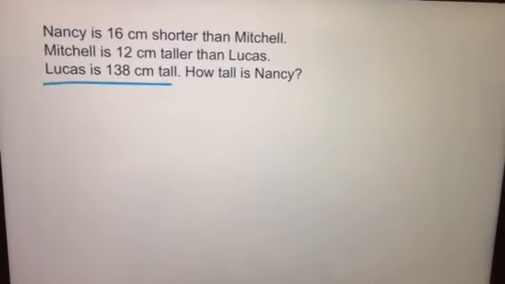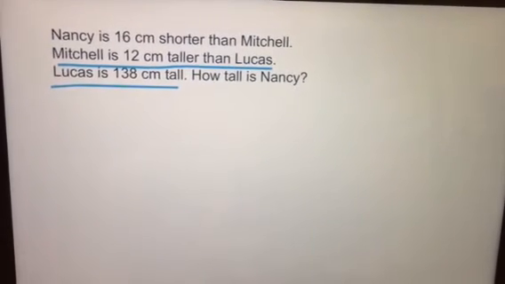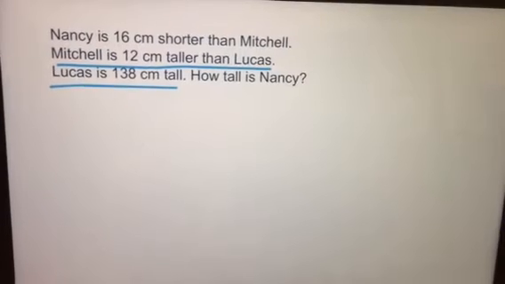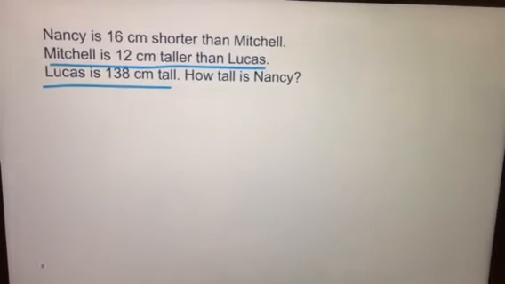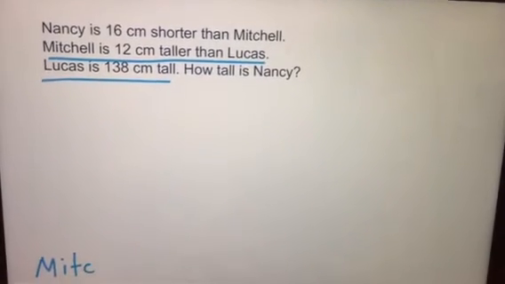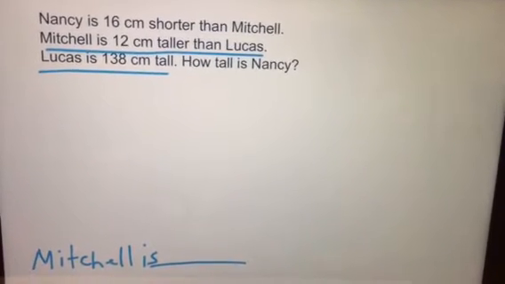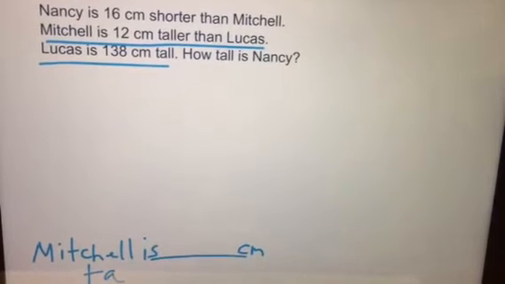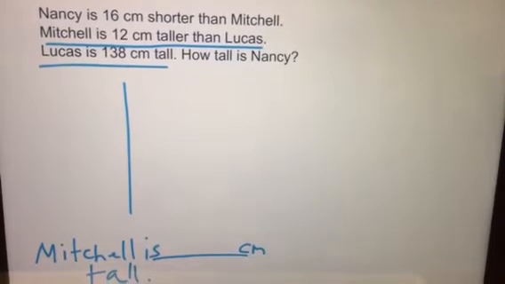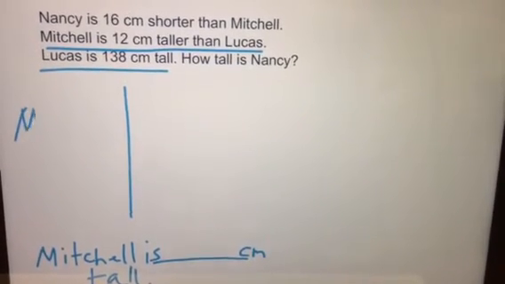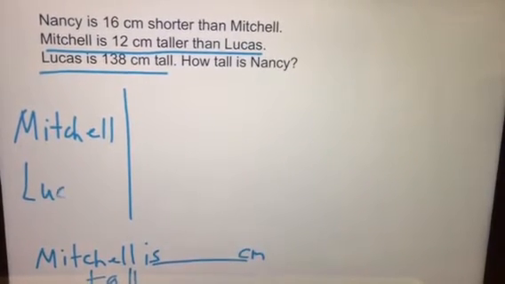Who is connected to Lucas? Well, let's read this. We see that Mitchell is 12 centimeters taller than Lucas. So those two kids are the two that we're going to use or talk about first. All right? So let's find out how tall Mitchell is first. Mitchell is blank centimeters tall. So we're going to find that out. And our beginning line. And the two that we are using first is Mitchell and Lucas.